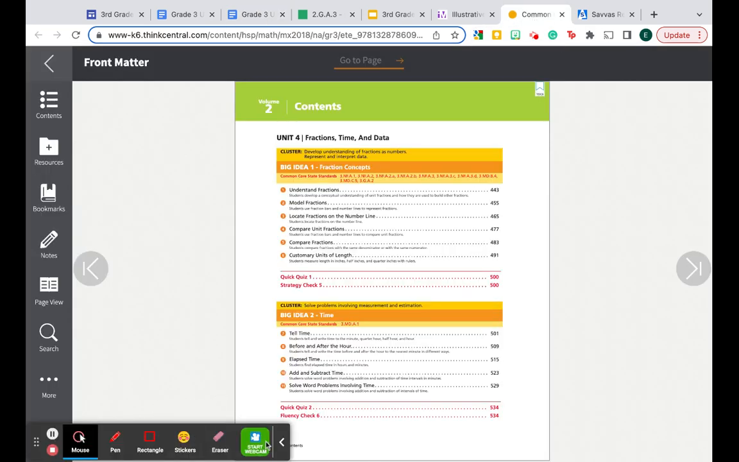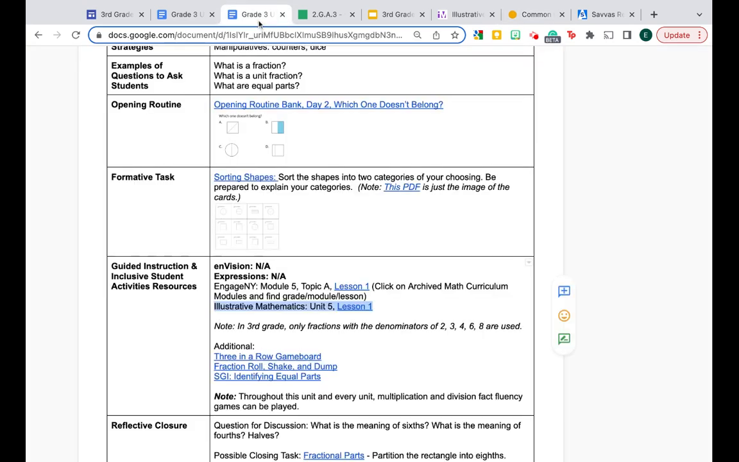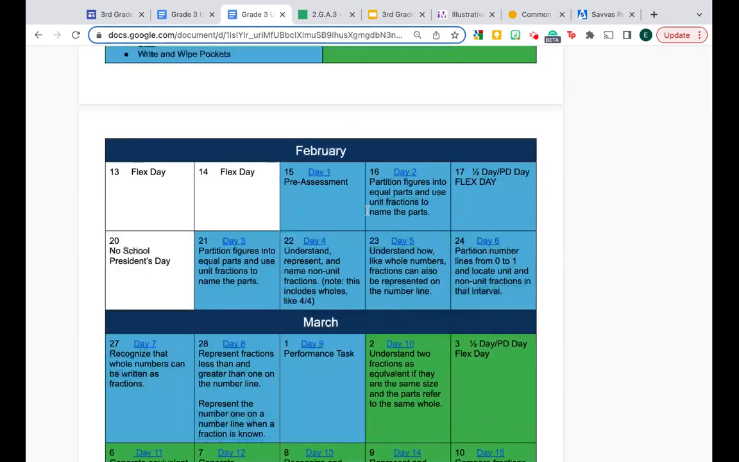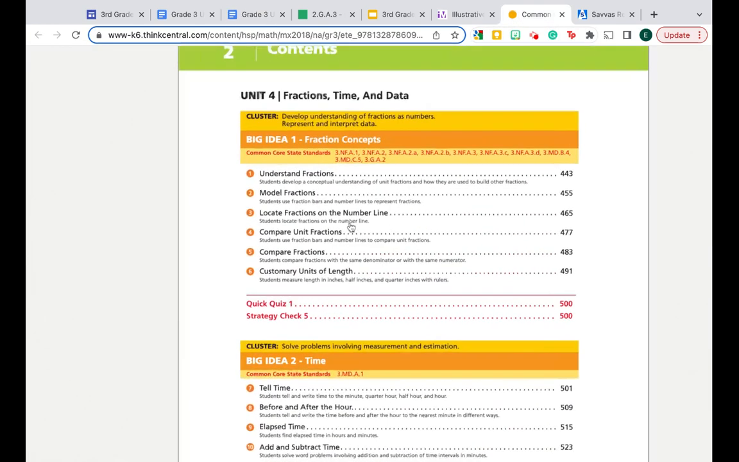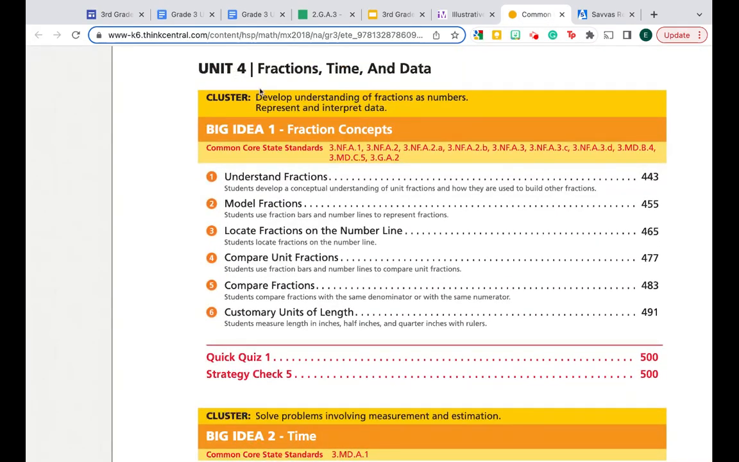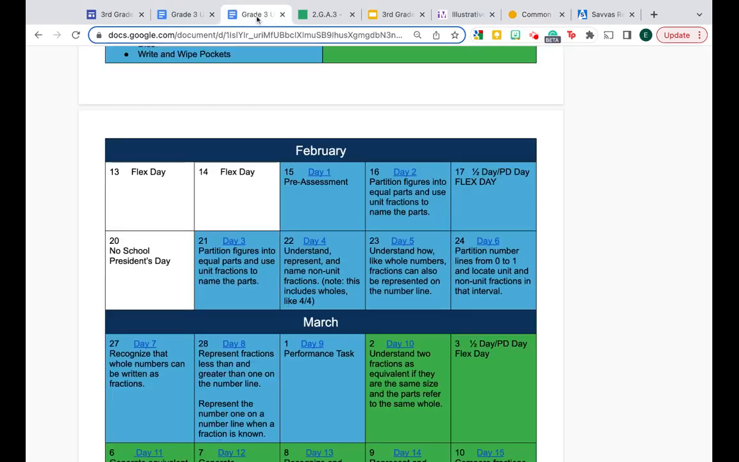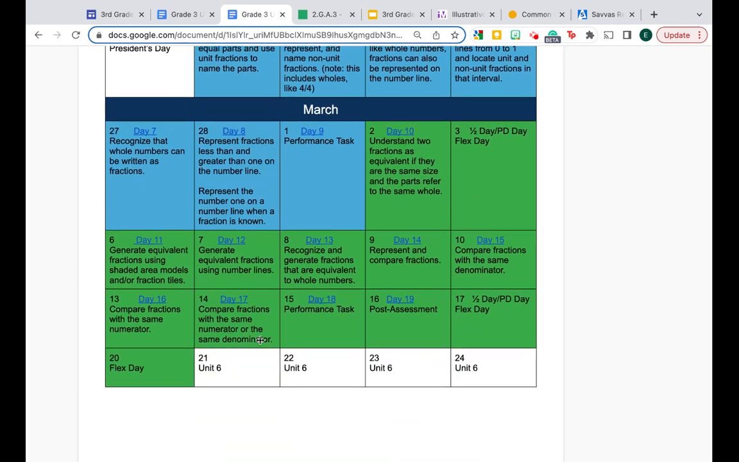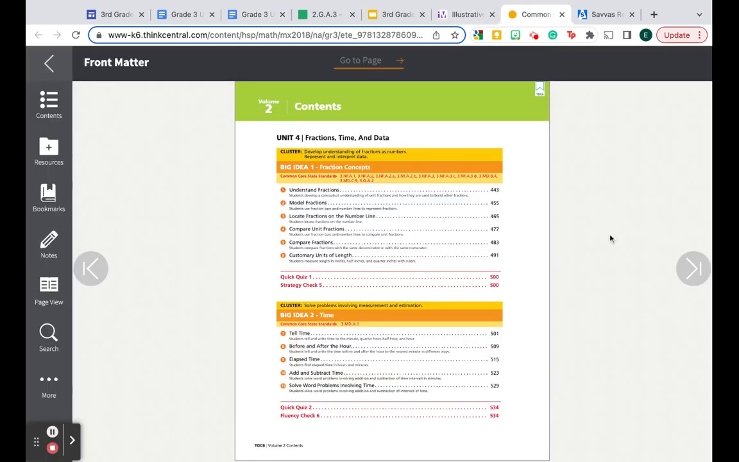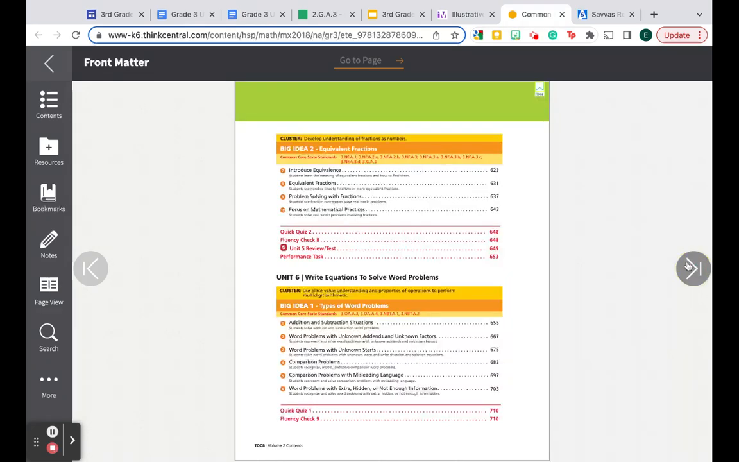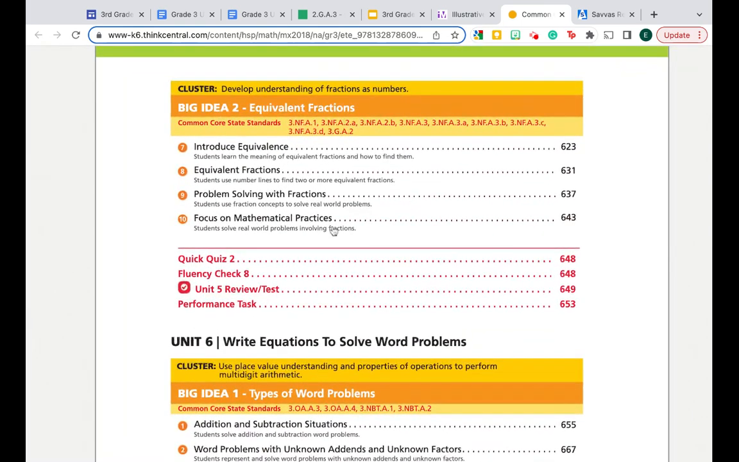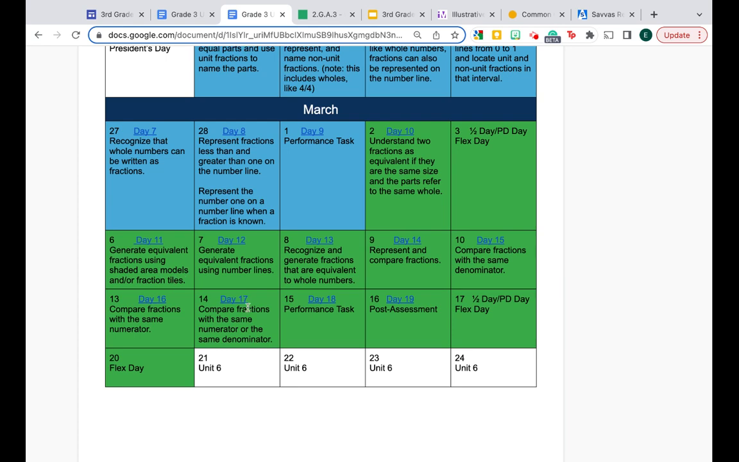For example, if I go back here for a second. When we think about topic A, we said topic A is all about understanding fractions. Students understand fractions here in the beginning of Unit 4. That matches up with our topic A. Topic B, where we're doing comparing and equivalent fractions, matches up with Unit 5, Big Idea 2. That's barely any lessons right there. That's just 4 lessons. When you look at ours, we have way more than 4.